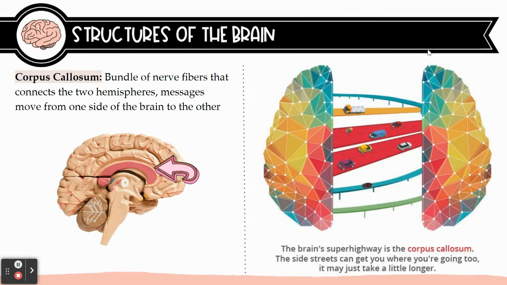These two hemispheres are connected by the corpus callosum. This is just a bundle of nerve fibers, and what it does is send messages from one side of the brain to the other. Some people compare it to a superhighway. They may say, hey, you can use these little side streets to get where you're going, but the superhighway is that corpus callosum. So whenever things are trying to communicate from one side to the other, let's say I'm saying, hey, I want to move my right arm, the left side of your brain is taking that input and moving it through the corpus callosum.